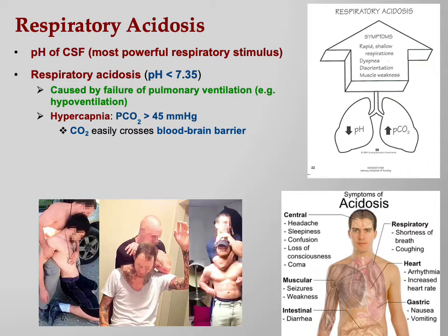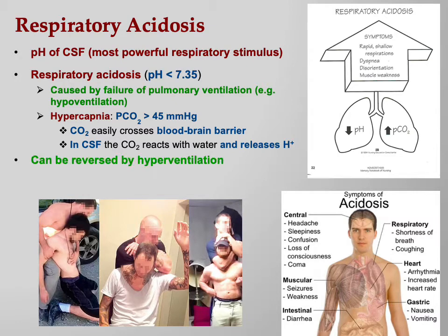CO2 easily crosses the blood-brain barrier. All gases easily diffuse anywhere they want to. So in the CSF, the CO2 reacts with water, releases hydrogen, and that makes, as we saw, the bicarbonate ion plus the hydrogens. So how can you fix this? Well, you could fix it by hyperventilating. So if somebody is in a state of respiratory acidosis caused by breathing less than 12 times per minute, just have them breathe more often.